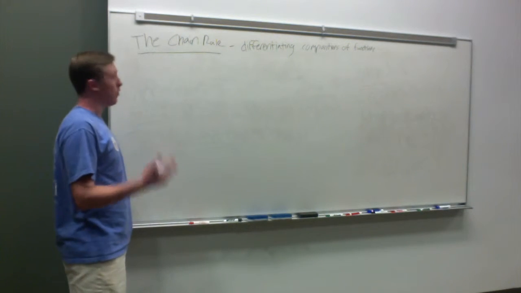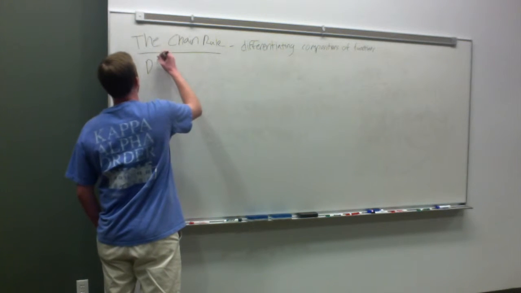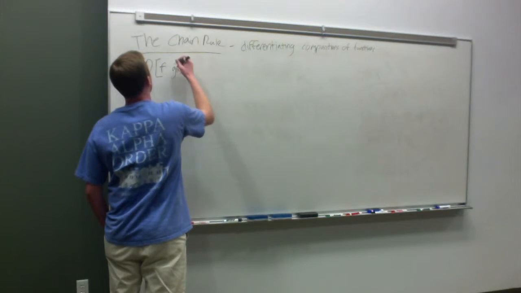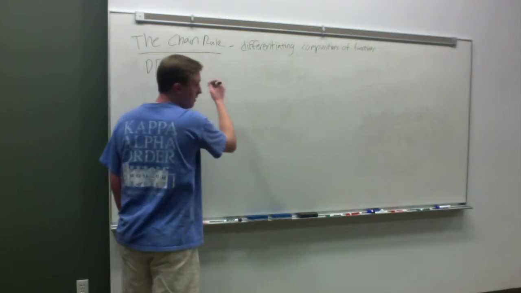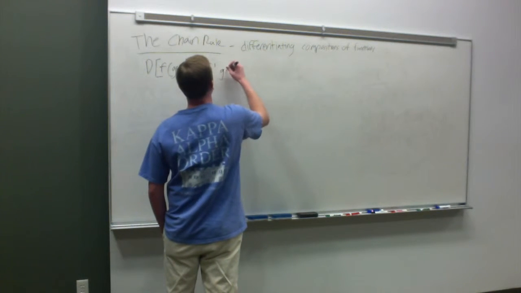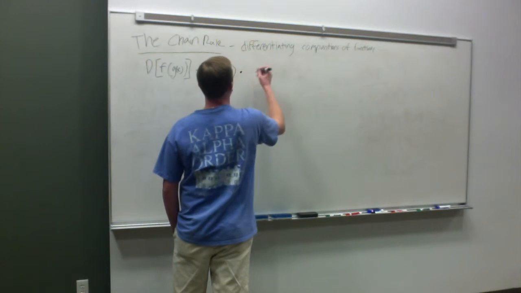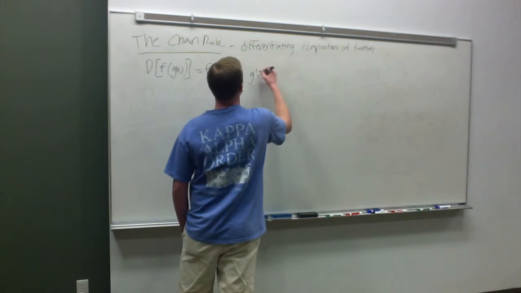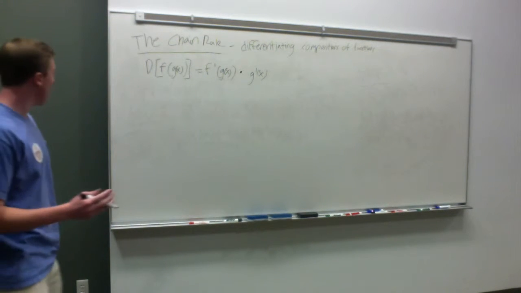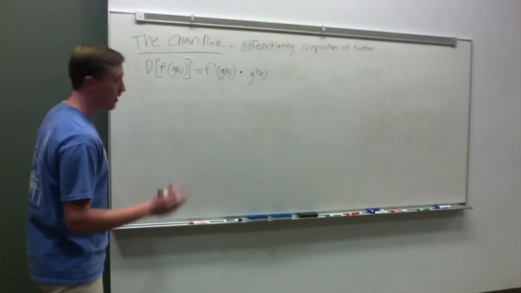And now we're going to look at the formal definition of the equation for the chain rule. That's going to be d f of g of x close bracket equals the derivative of f of g of x multiplied by the derivative of g of x. All right, so everybody get a look at that. That's our chain rule formal equation. And now we're going to apply this equation to a specific example.